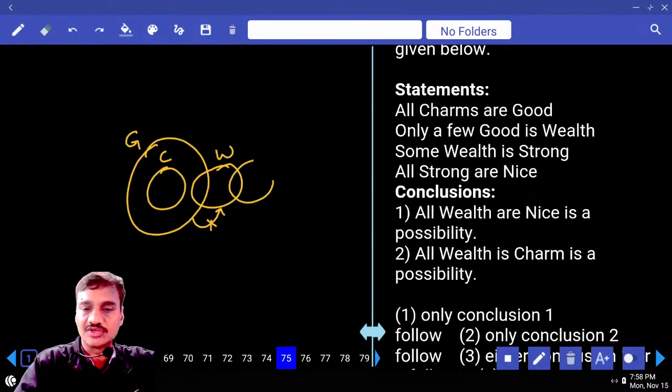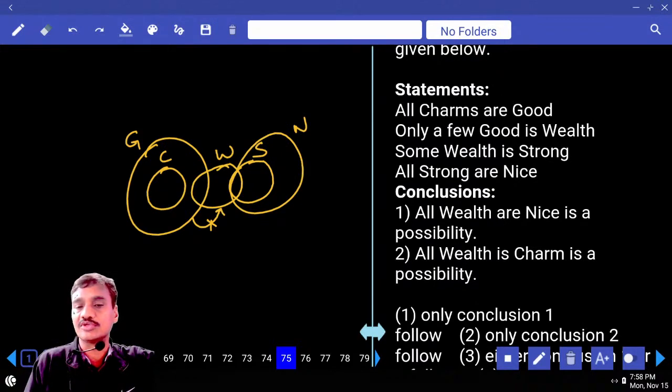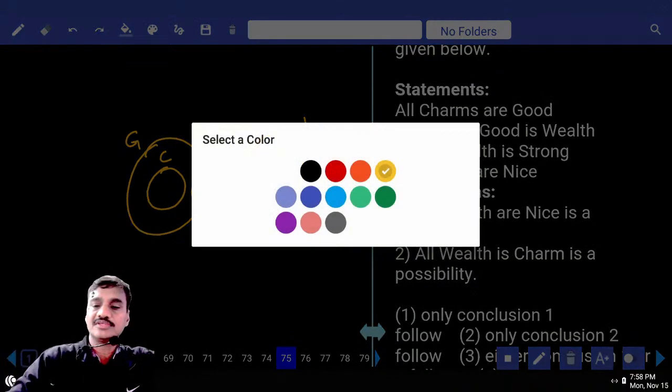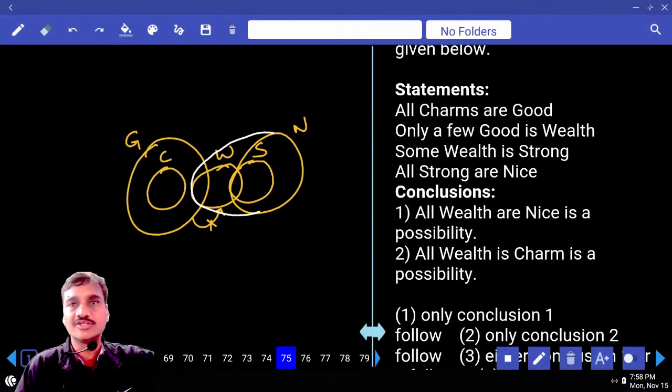And some wealth is strong, wealth and strong. And all strong are what? All strong are nice. Then the first one, all wealth are nice, is a possibility. Now this entire wealth is a part of nice or not? Tell me whether I can draw nice like this or not.